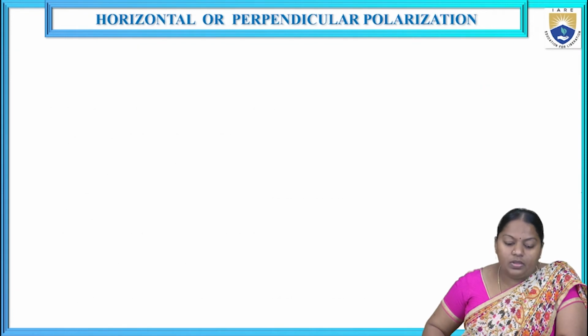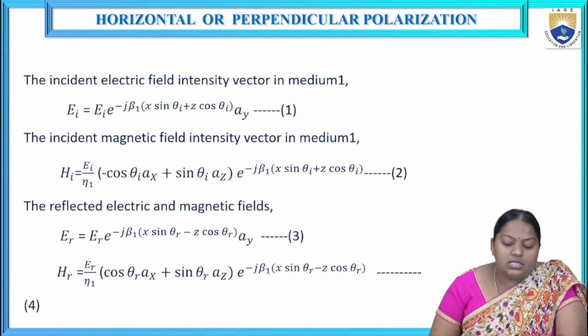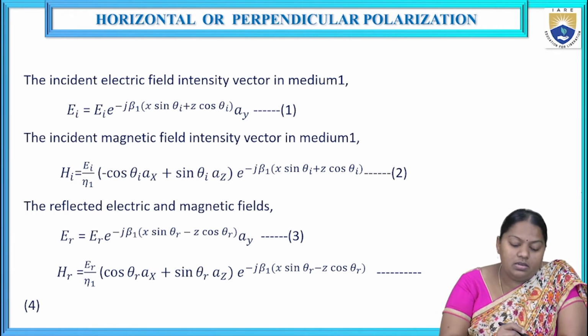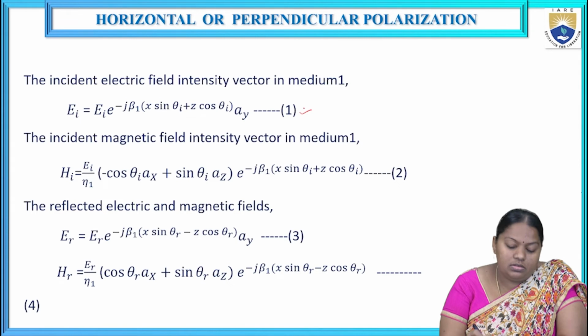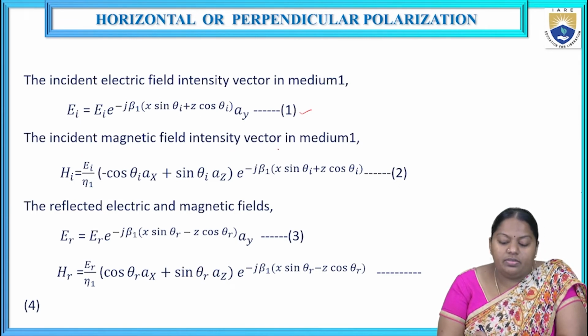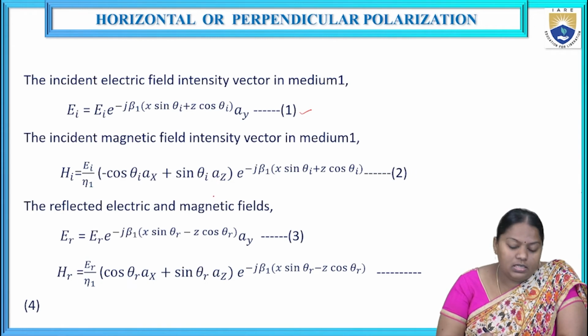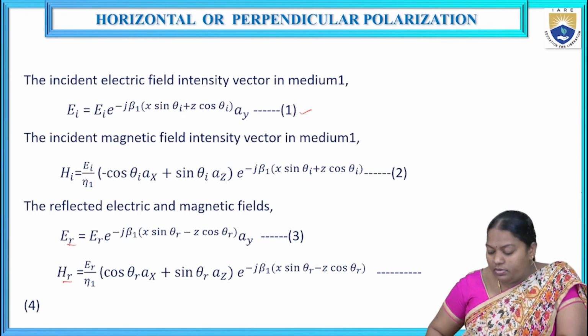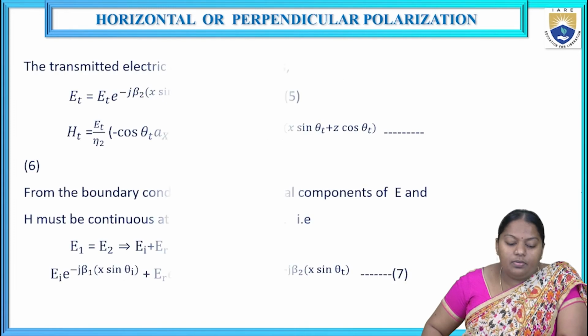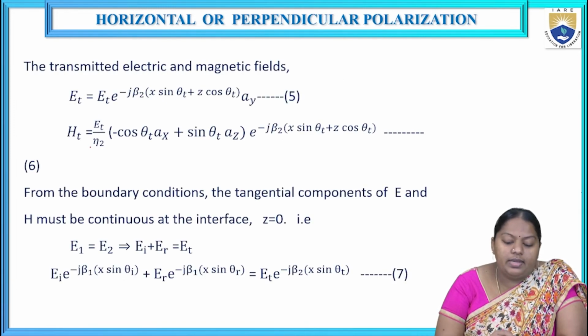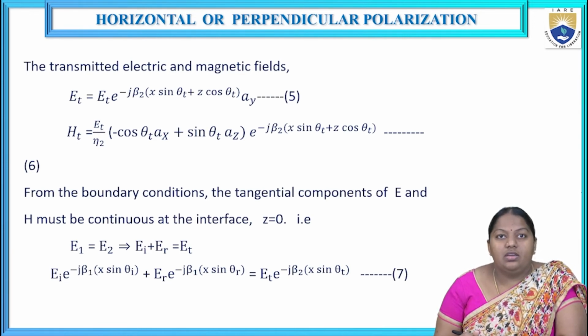Okay. Now, based upon that table, the incident electric field intensity vector in medium 1 is given by EI equal to EI into this equation from the table. The incident magnetic field intensity vector in medium 1 is HI, right? And the reflected electric and magnetic fields are ER and HR like this. Now consider individually 1, 2, 3, 4 equations, right? Now from the transmitted fields, the ET and HT are given like this. So continuously 1, 2, 3, 4, 5, 6 equations are EI, HI, ER, HR, ET, HT. Okay. Now from this we are going to derive the reflection coefficient and transmission coefficient of this perpendicular polarization, right?